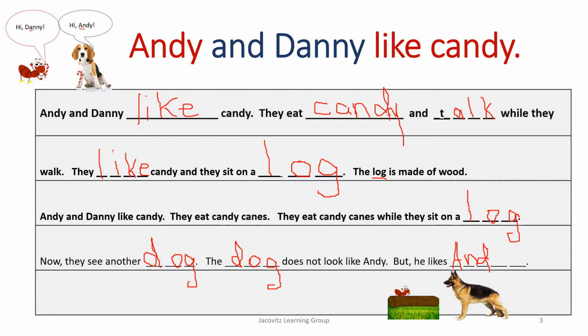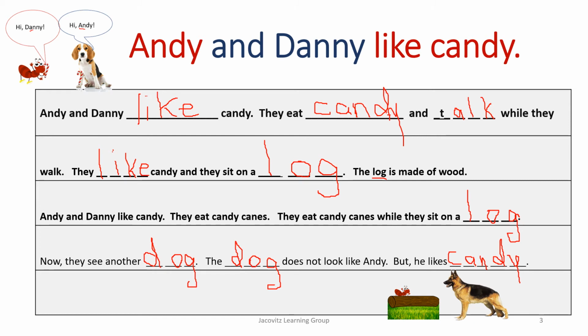A-N-D-Y, or was it, oops, my mistake, it was candy. So let's erase that, because we had that here. They eat candy canes. It was my bad, but it just shows we all make mistakes. He likes candy. Let's see if that fits. That fits. C-A-N-D-Y. I'm going to make my letters better over here. And so we can move on.